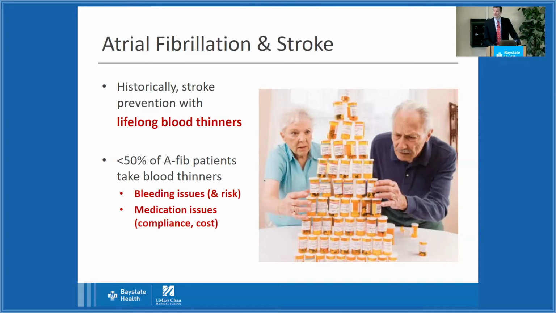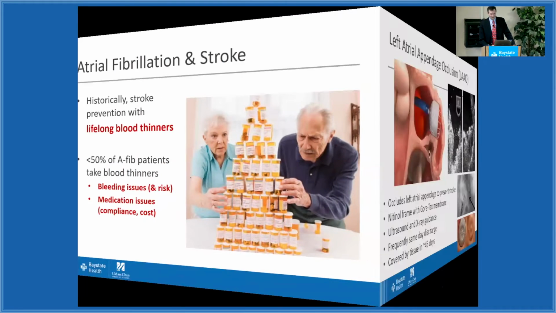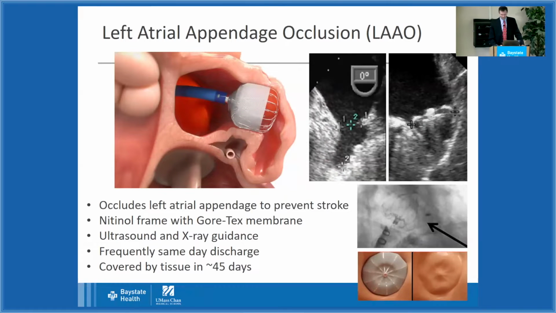So what we're going to speak about now is an alternative to lifelong blood thinners, and that's called left atrial appendage occlusion. Okay? Left atrial appendage occlusion means we find that part of the heart, that pocket where blood clots form, and we occlude it, we close it off. We occlude the left atrial appendage to prevent stroke. And we use a couple of devices for that, which I'll show you in just a moment.